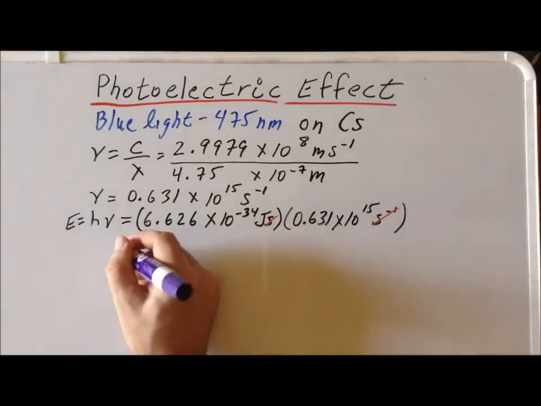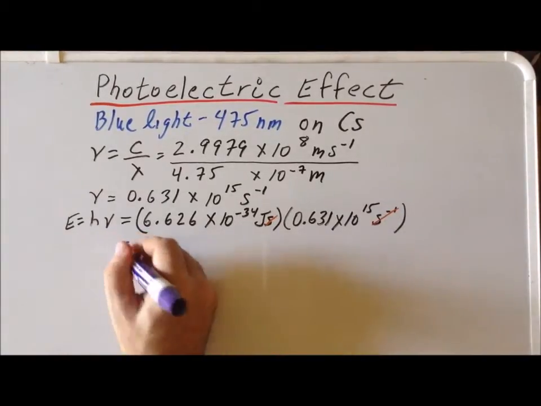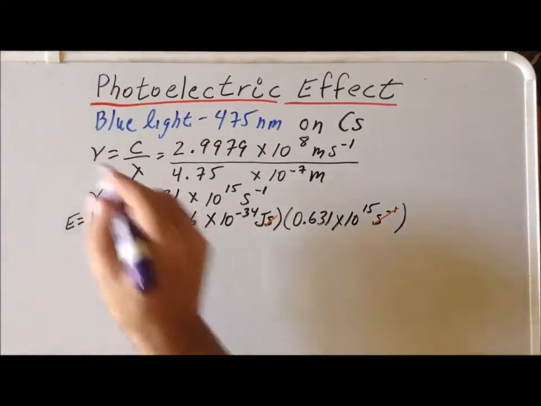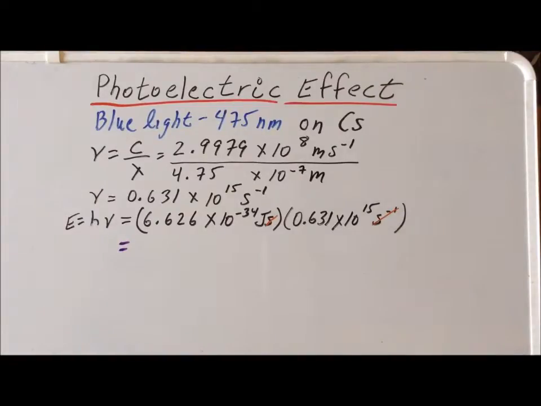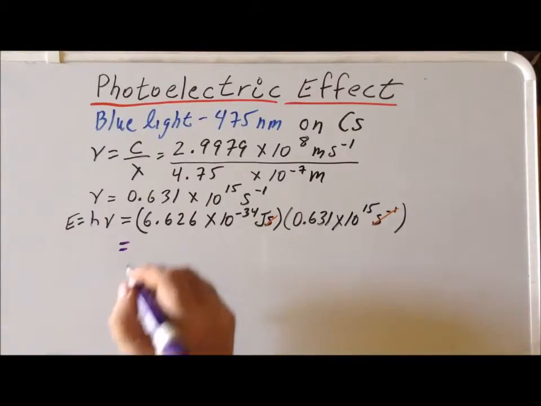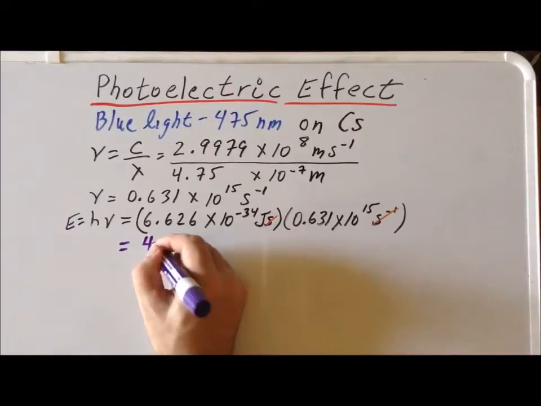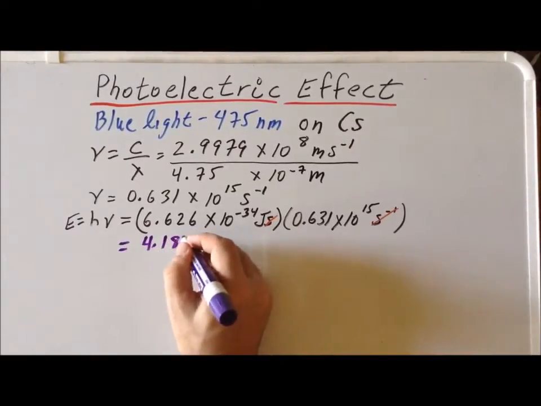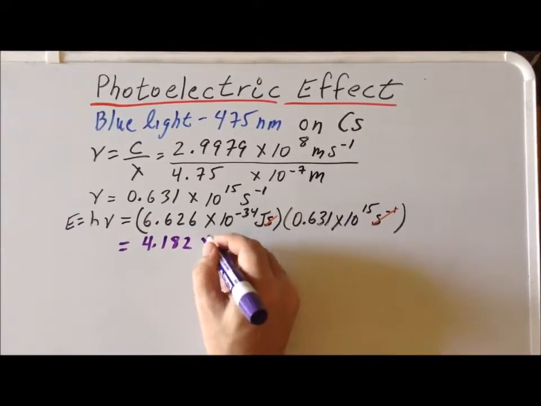So continuing our calculation, we see that each of the photons of the blue light that strike our cesium metal have exactly the same energy of 4.182 times 10 to the minus 19 joules.